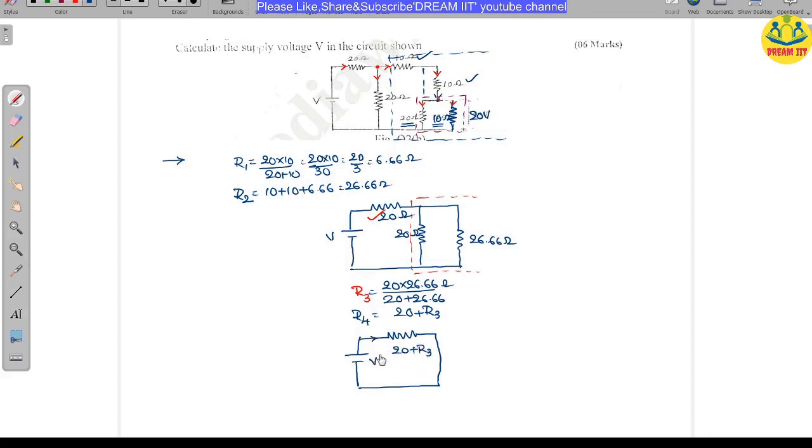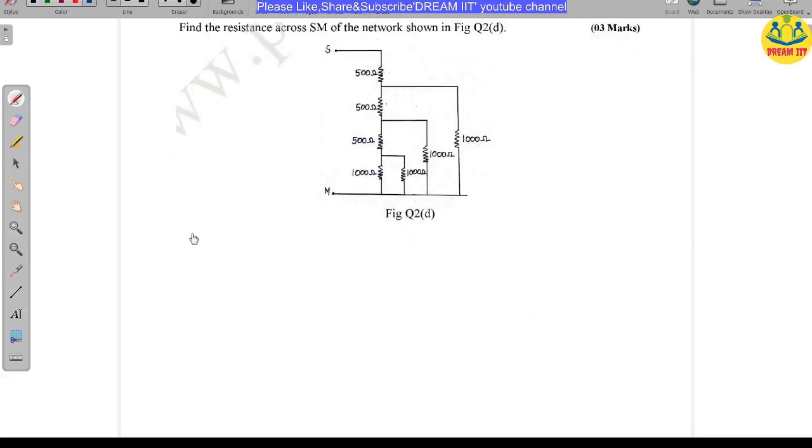If he had given, for example, 2 amperes of total current flowing, just imagining, it is not given in the question, then the total voltage would be 2 amperes into whatever R4 you get. Unfortunately the total current flowing in the circuit is not given. This is a 6 marks question, and it is a previous question. See this next question, also one of the previous questions asked in the VTU exams.